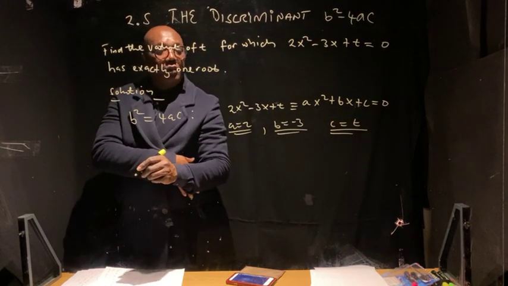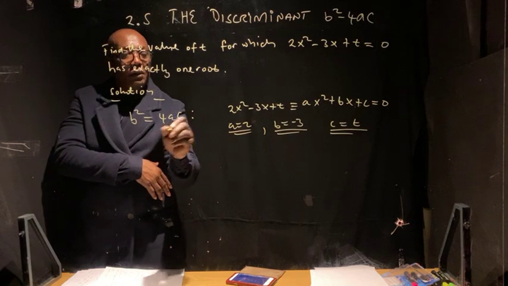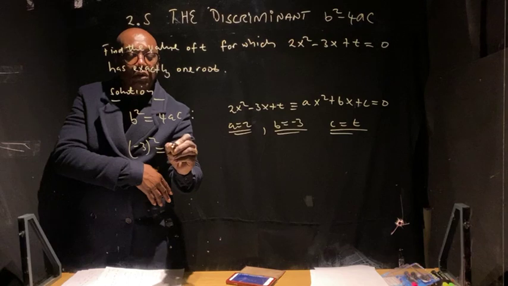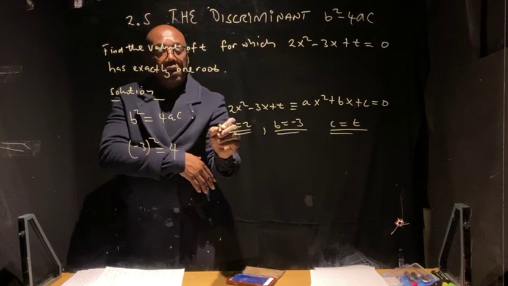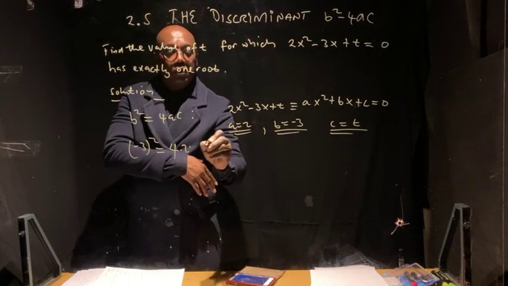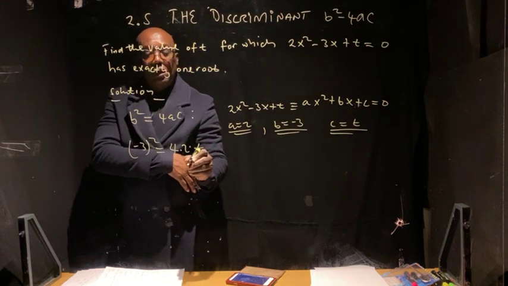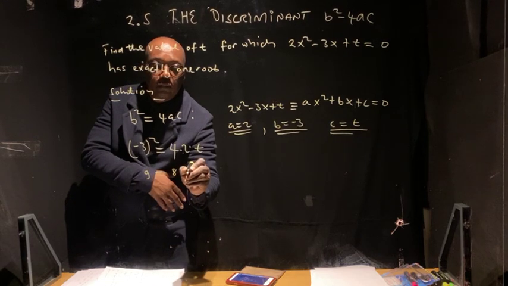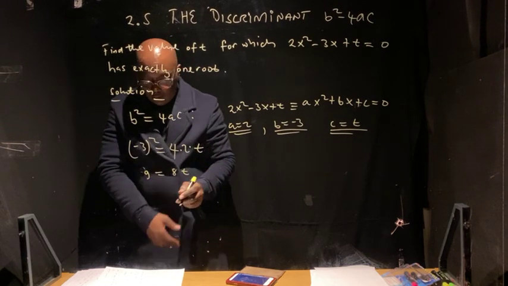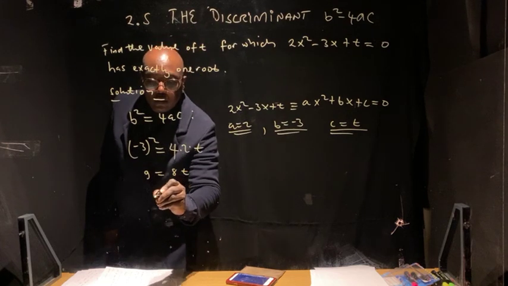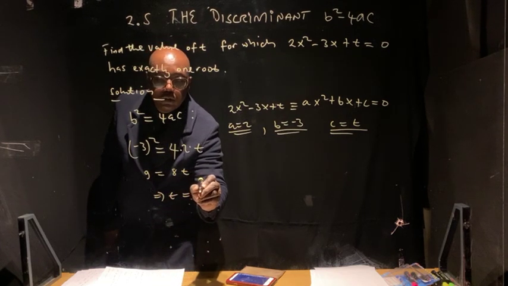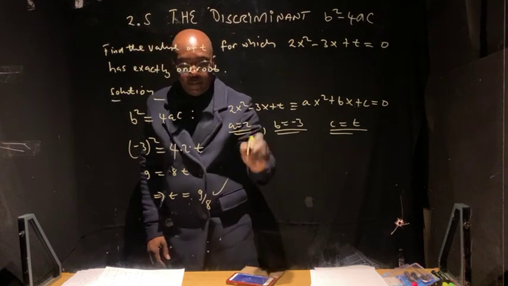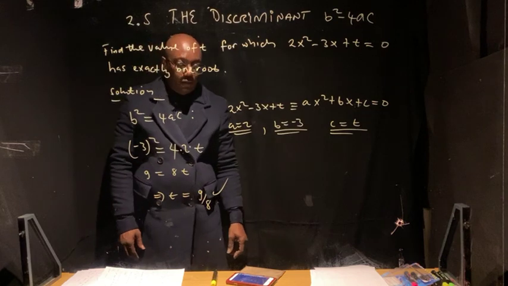Then we use the discriminant. The b is -3 squared, equal to 4 times a, which is 2, times c, which is t. Good. So we have 9 equal 8t, which indicates that t equal 9/8. That's the answer. So simple.